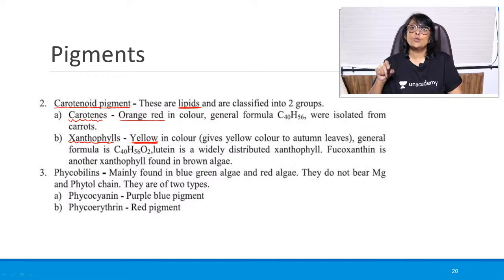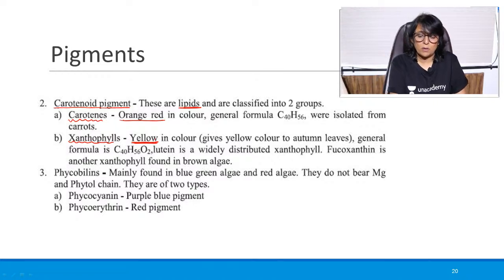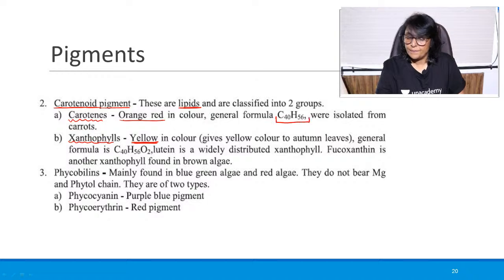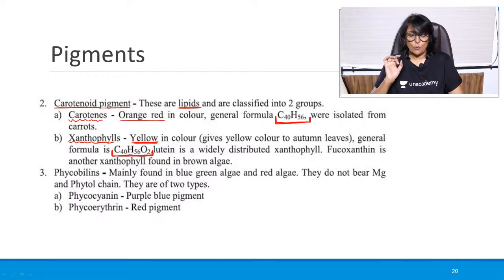So these two together make a group, and the group is known as carotenoids. Now let us check the formula. Carotenes, the formula is C40H56, and xanthophyll, the formula is C40H56O2. So there is only a difference of O2.